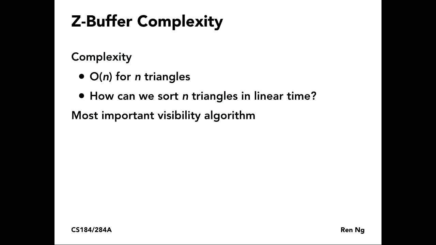The complexity of this is just linear. It's O(n), right? Which is sort of interesting because, how can you sort n triangles in linear time? Can't do it. Turns out we're not sorting the triangles in this case. We're just resolving it at the samples that we're generating from the screen. Okay? So sort of recognizing how we can repose this in a sampling framework.